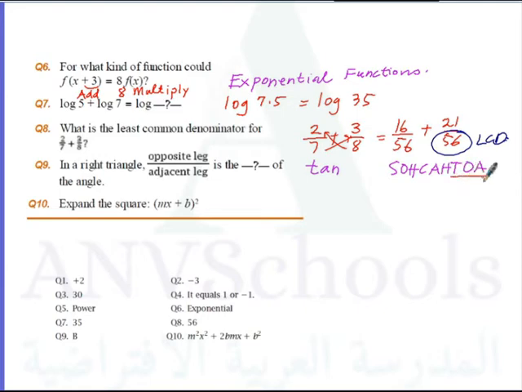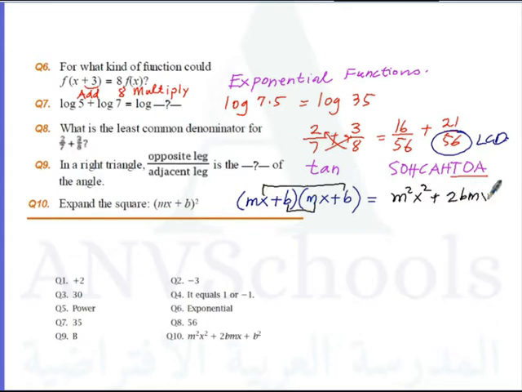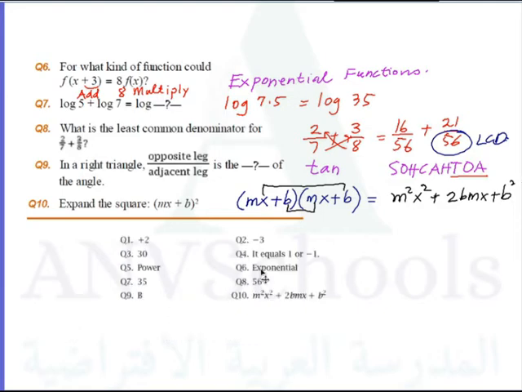Question number 10. Expand the square (mx plus b) squared. So to expand this square, we could actually write two factors of the same binomial term. So (mx plus b) times (mx plus b). That should be equal to m squared x squared plus 2bmx plus b squared. Okay, so this is the answer for question number 10. And we have some answers here actually. Okay.